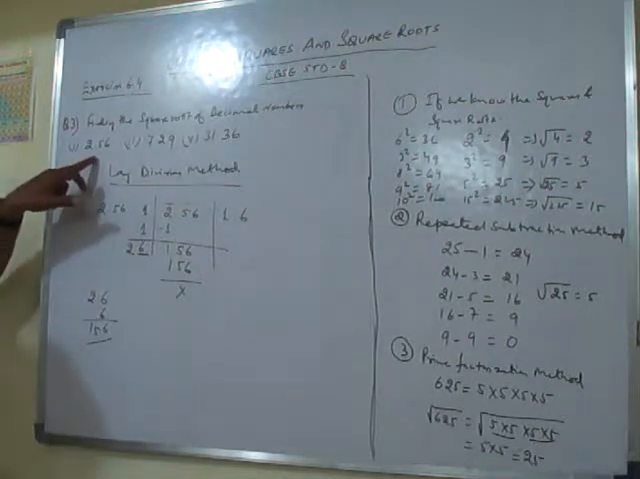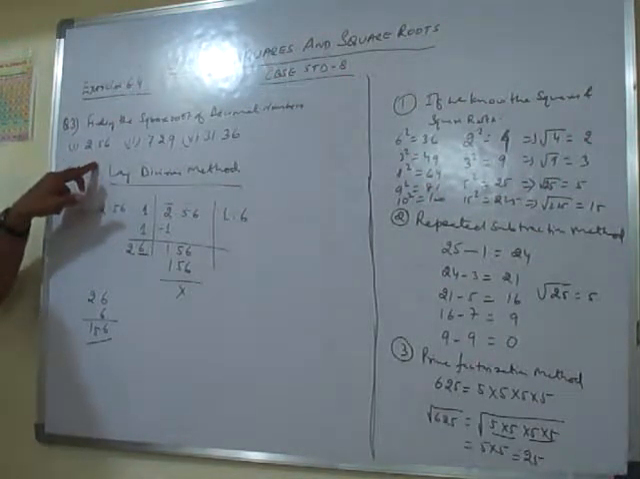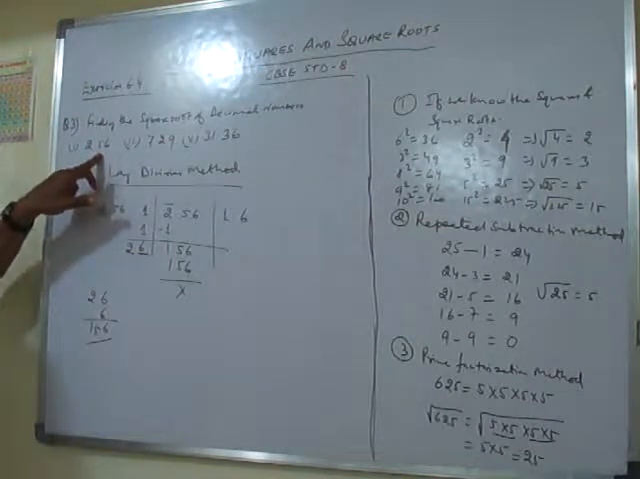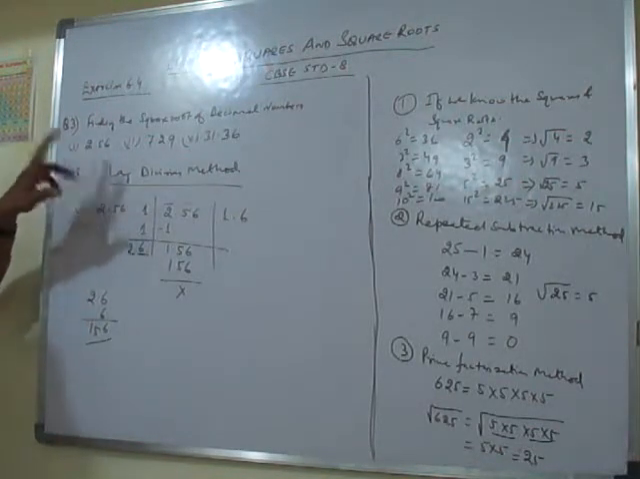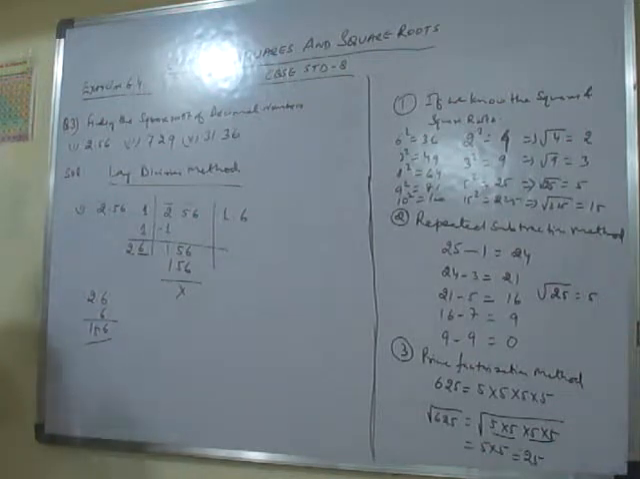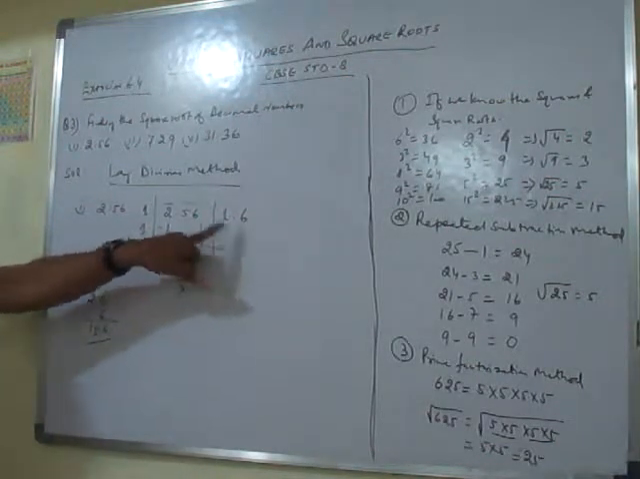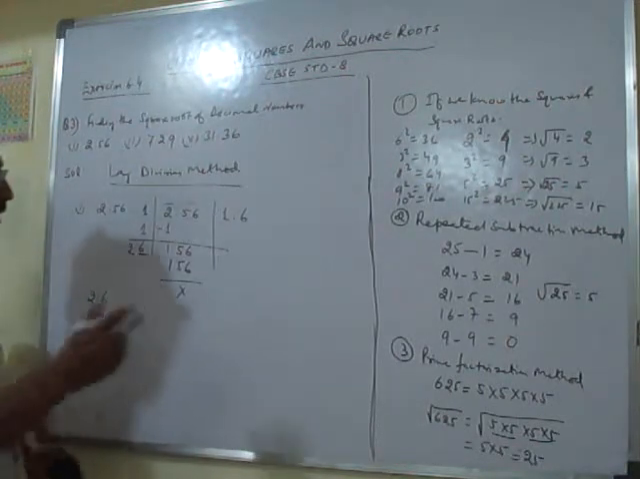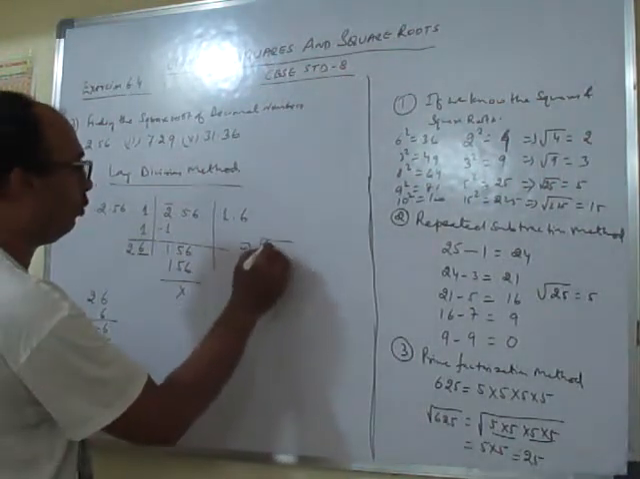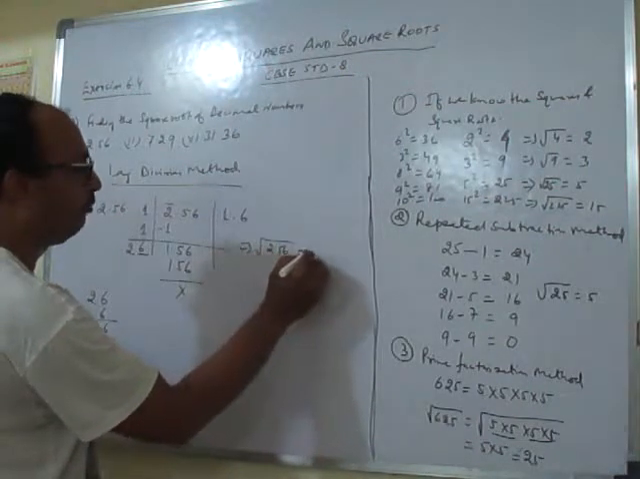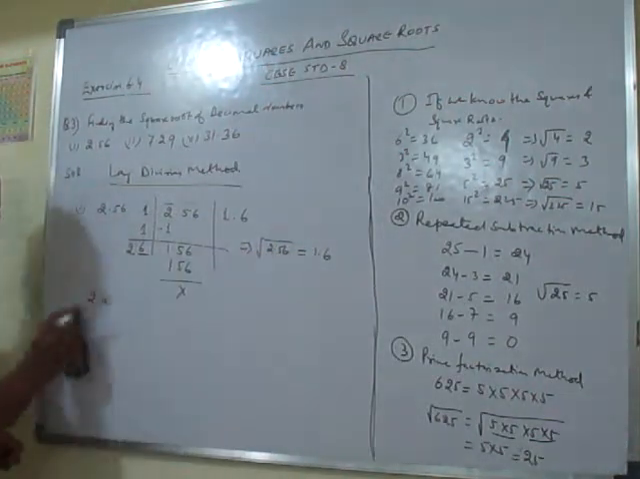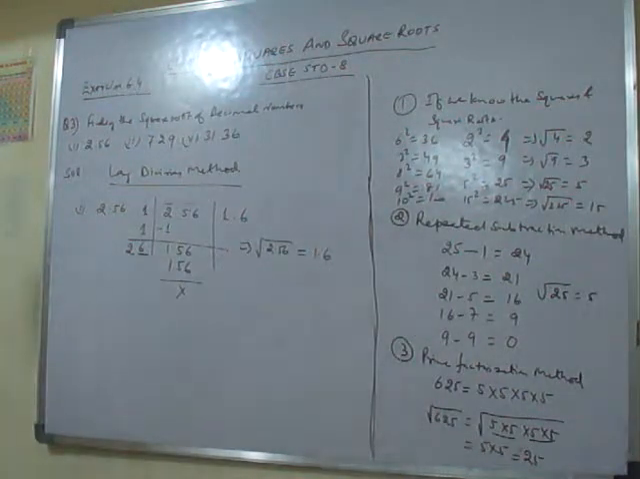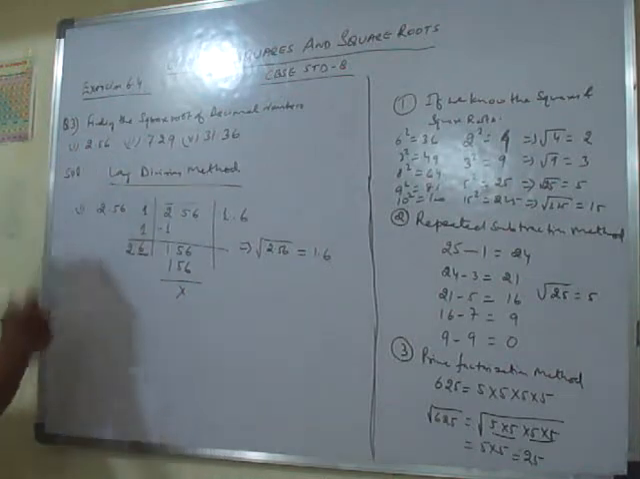For finding the number of digits in the square root of 2.56, how many digits are here? So n is equal to 3. With that formula, 3 plus 1 divided by 2 gives us 2. So 2 digits are there, so the number of digits in its square root will be 2. So we can say that the square root of 2.56 is equal to 1.6. So this is the procedure, gentlemen, to find the square root of decimal numbers.